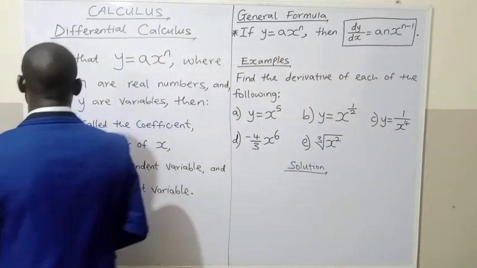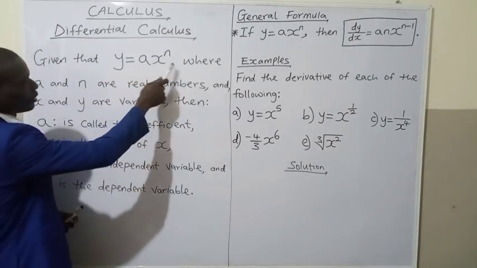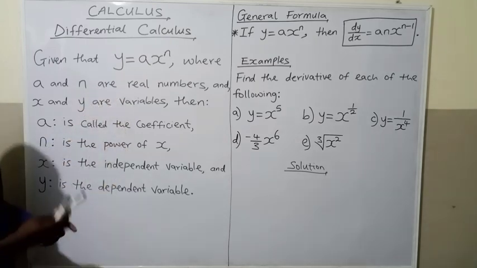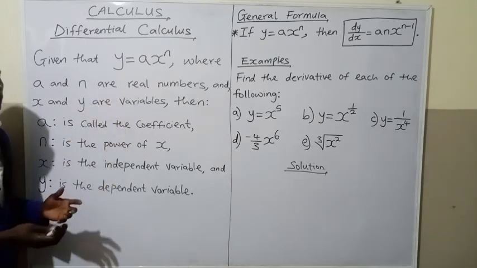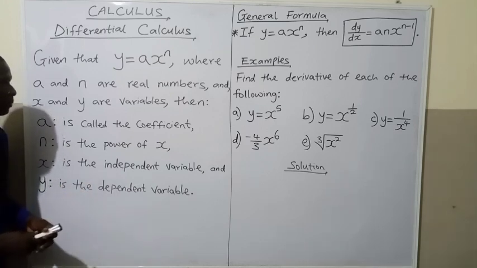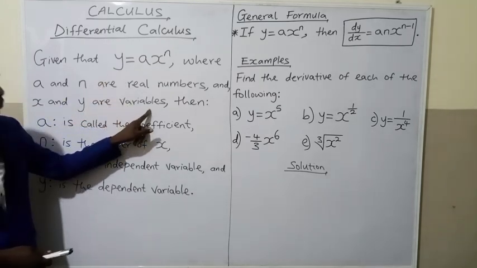And they are, given that y equals ax raised to the power n, where a and n are real numbers. Real numbers are your everyday numbers, regular numbers, be it the integers, the fractions, or the decimal numbers. And that x and y in this concept are variables.